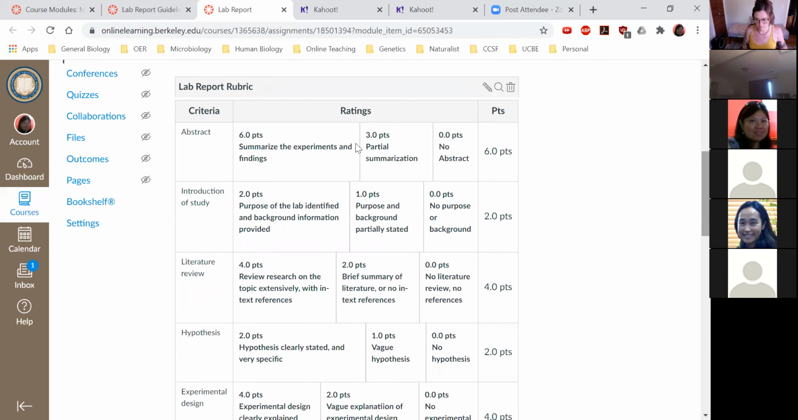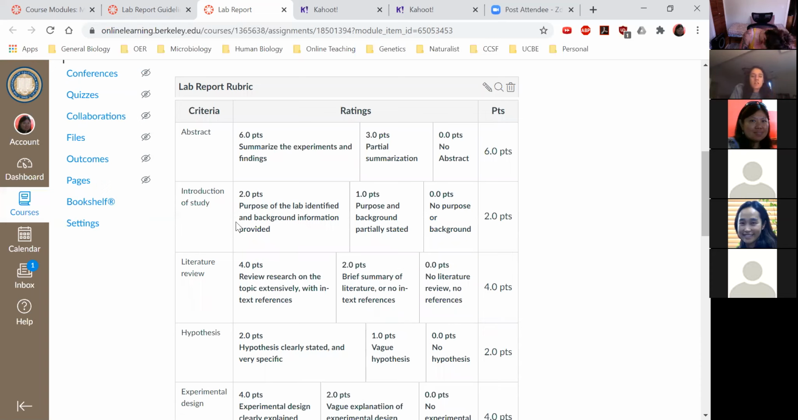But this is what the criteria is. So the abstract itself is 6 points, but just read the description for the excellent part, right? So that's what you're striving for.